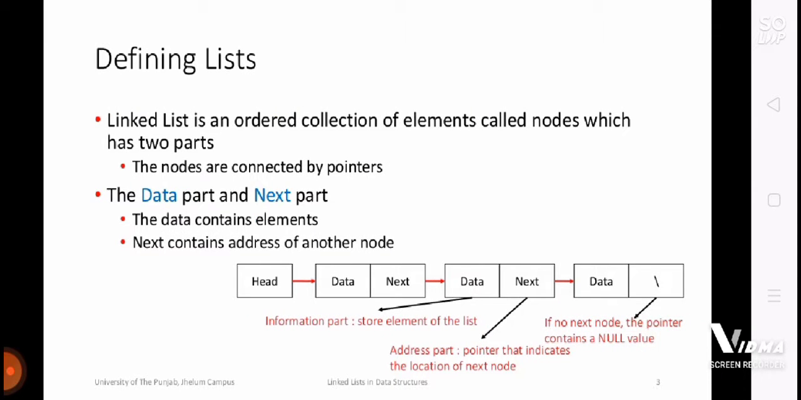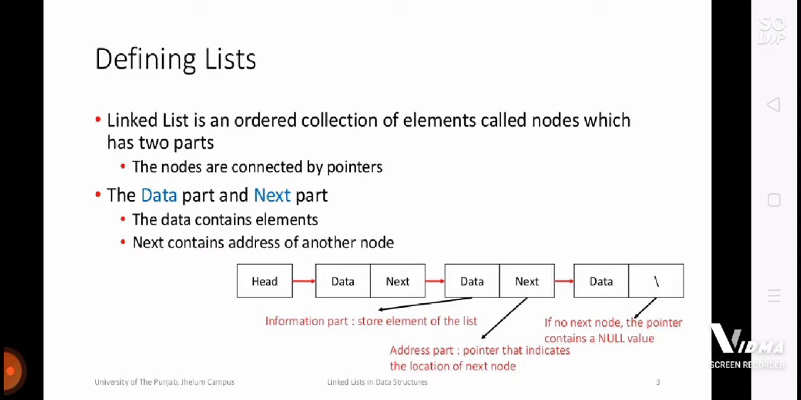Okay, defining a list. What is a list? In computer science, or in computer data structures, what is meant by the list? A linked list is an ordered collection of elements called nodes which has two parts. Actually it is a collection of nodes, and every node has two parts. Every node will have two parts, okay. So you have a collection of nodes.